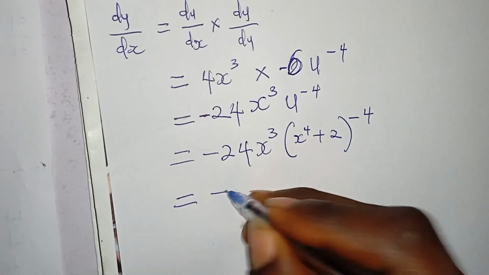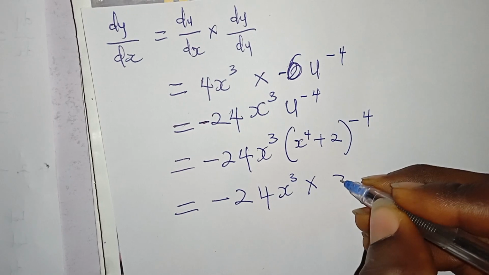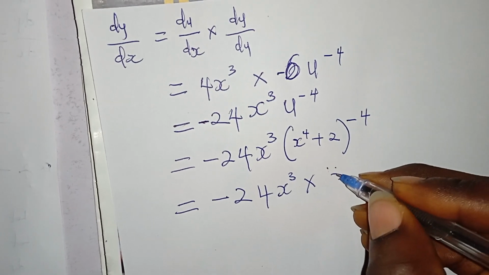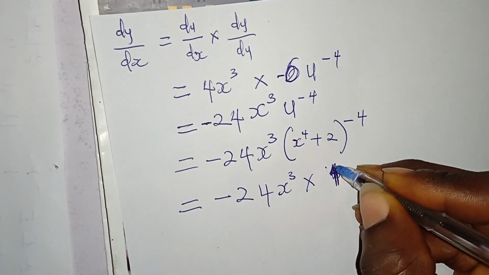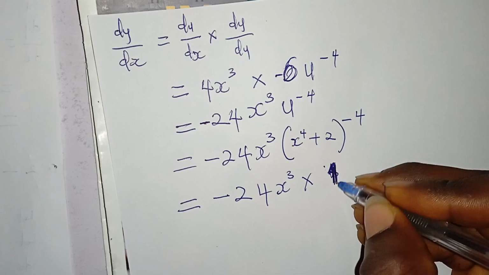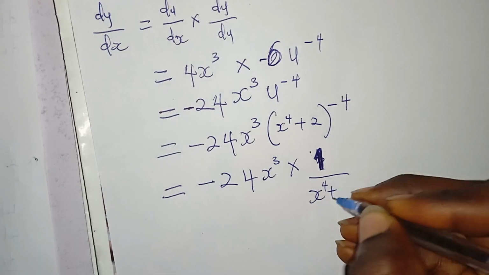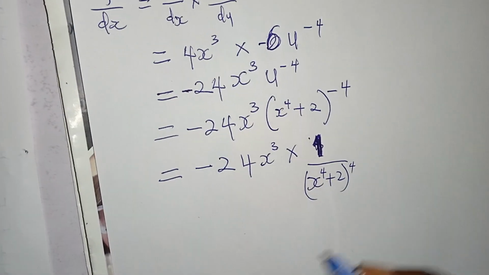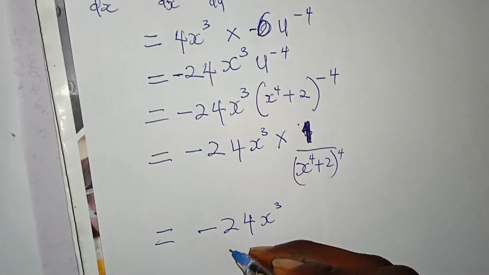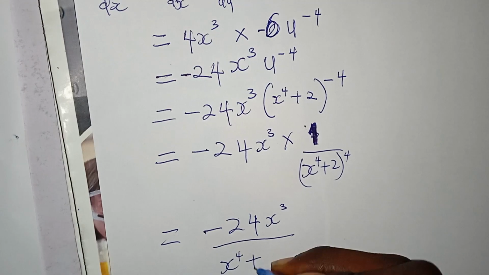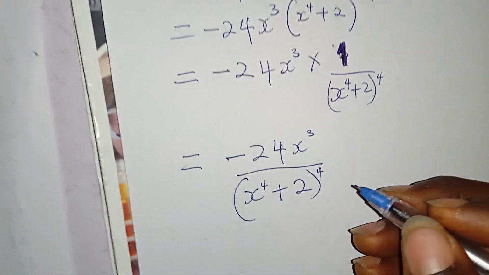Believe me that this is the same thing as minus 24x cubed times 1 over x to the 4th plus 2. So this is the same thing as minus 24x cubed all over x to the 4th plus 2, all raised to the power 4.